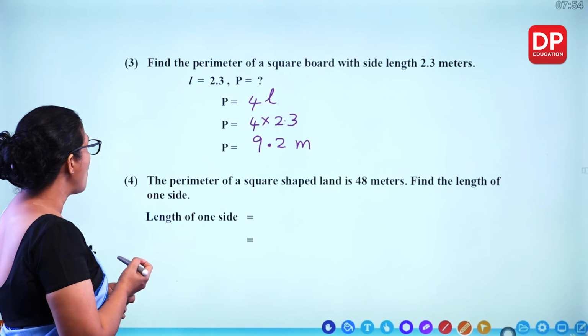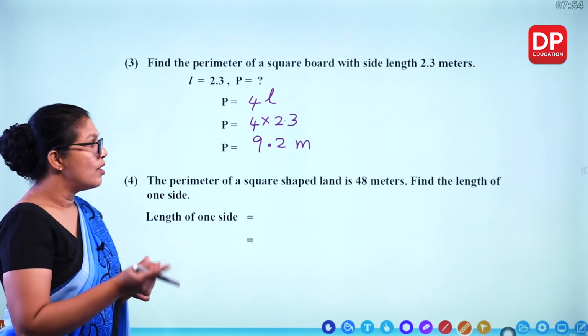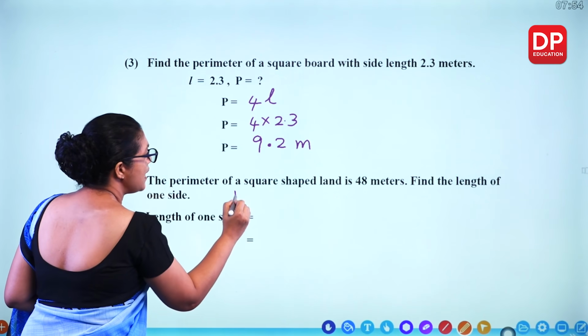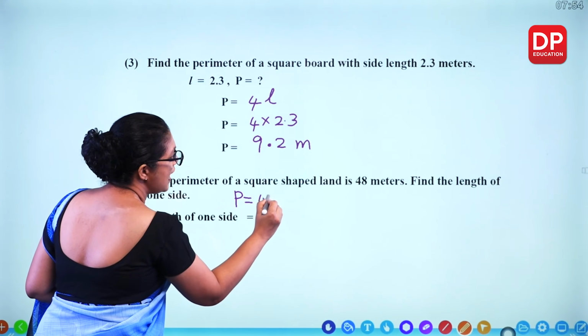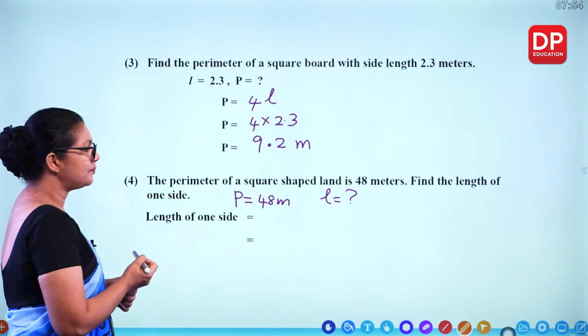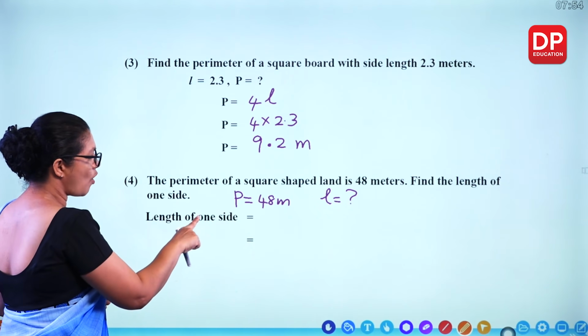The perimeter of a square-shaped land is 48 meters. Find the length of one side. Now, the other way around is given. So the perimeter is given, P is 48, and you are asked to find L. So we can find the length of one side.